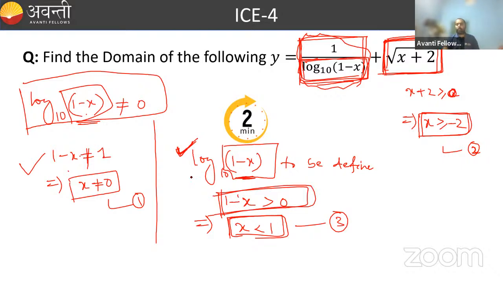I hope this is clear to everyone, guys. Clear? Please write in the chat box if it is clear to all, guys.